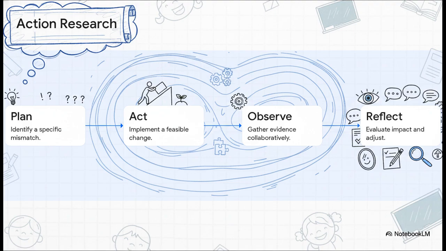Step 1, plan. Just identify one specific mismatch in your room. Don't try to solve the whole world at once. Step 2, act. Implement a small, totally feasible change. Step 3, observe. Gather evidence to see exactly what happens. And step 4, reflect. Evaluate the impact and tweak as needed. It's a simple, repeating cycle that turns high-level theory into something you can literally do tomorrow morning.